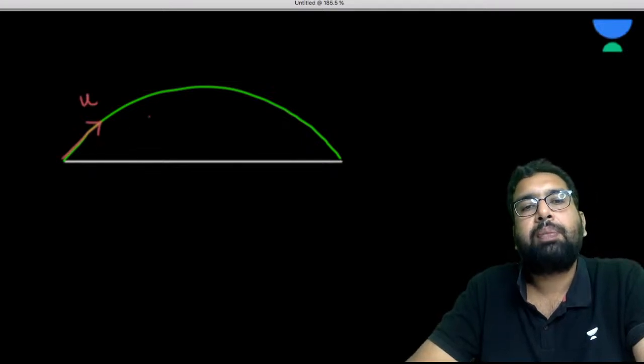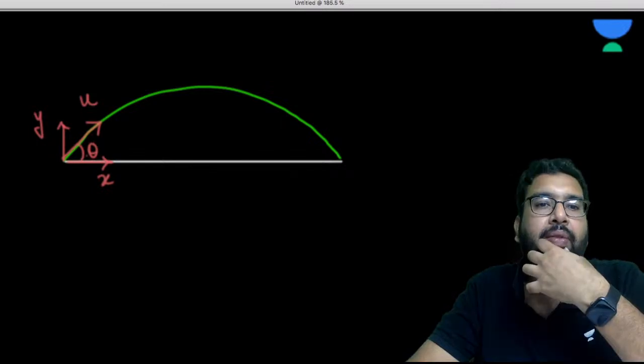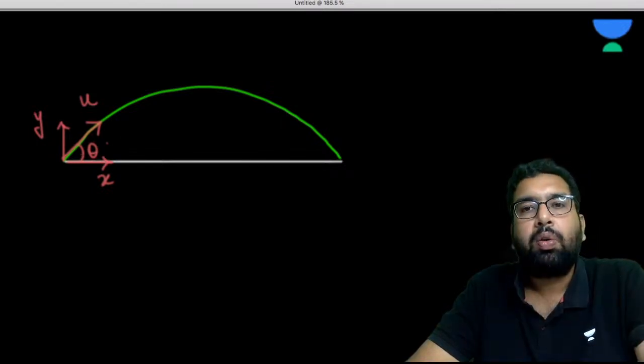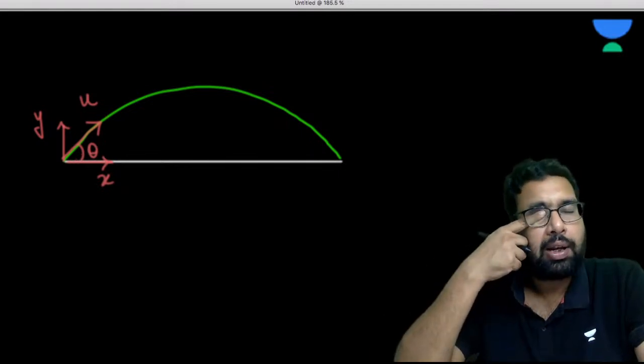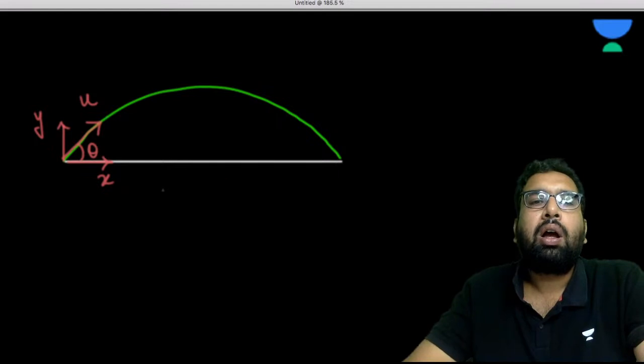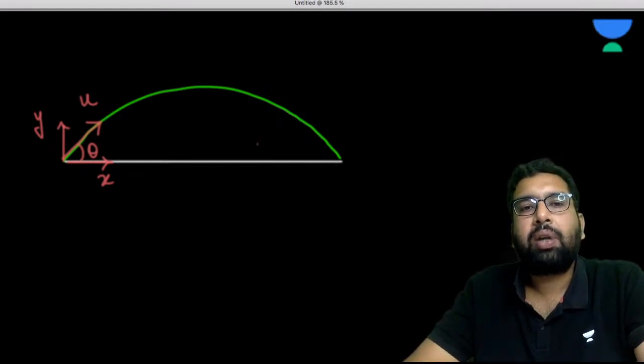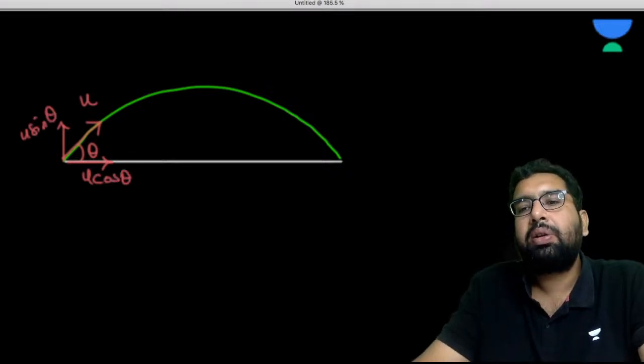Let's suppose a particle is projected at some angle theta from the horizontal. This is the y direction, this is the x direction. We are projecting it with velocity u at angle theta. In this case, we are going to break this velocity into x and y directions. So this is u cos theta, and this is u sin theta.